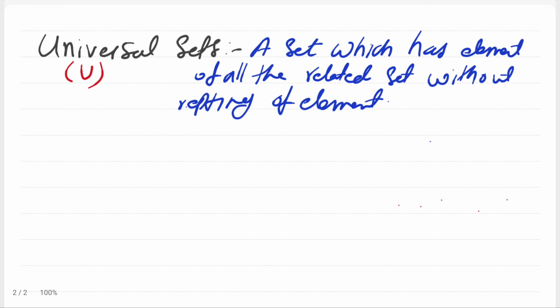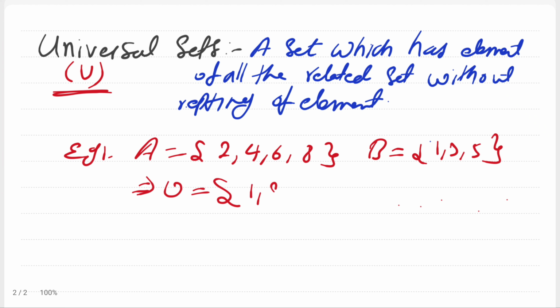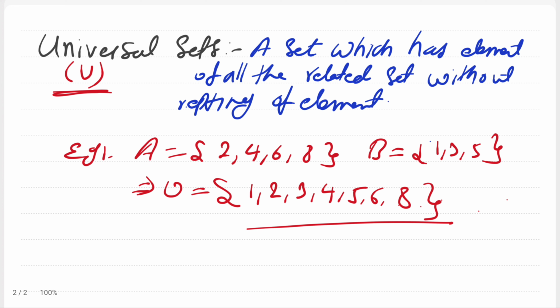Let me tell you an example. Let's take an example, and the universal set is represented by U. This is a set A. In this set A, 2, 4, 6 and 8 are given. And this is a set B. In set B, 1, 3 and 5 are given. So how will you represent this? We can represent it like this: U equals 1, 2, 3, 4, 5, 6 and 8. This is our representation of the universal set.